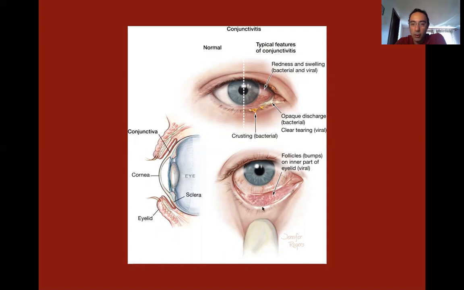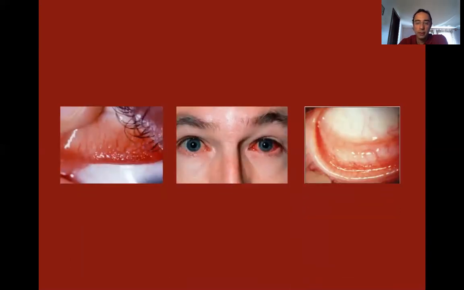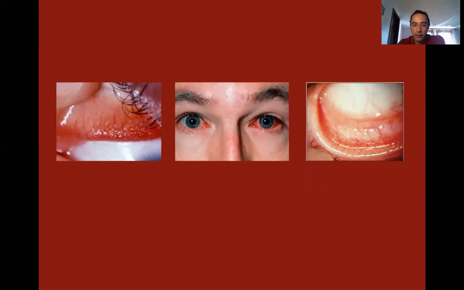If there were follicular conjunctivitis along with a serous secretion, we would tell that this patient had a viral conjunctivitis. This is an example of a viral conjunctivitis with follicular reaction in the lower eyelid and bilateral disease.